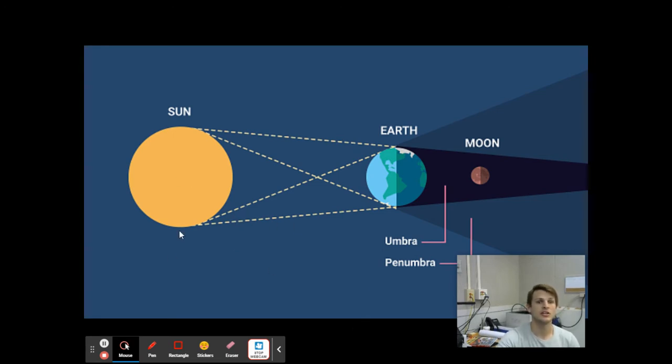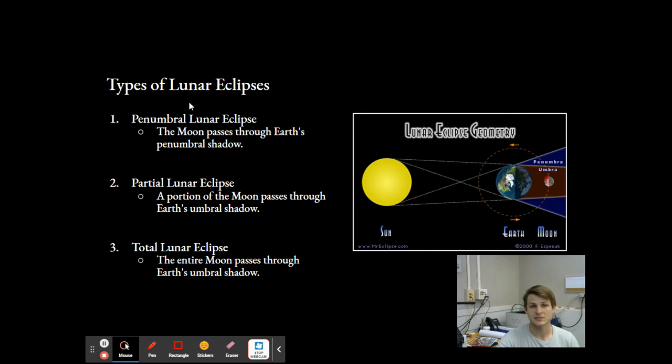But all you need to know is there are 3 different types of lunar eclipses. There's the penumbral lunar eclipse, the partial lunar eclipse, and then a total lunar eclipse. And they all have frequent percentages on how often they occur. They're all roughly a third of the time. But the only one that is really visible to us is a total lunar eclipse. And we'll talk about some of the lunar eclipse geometry and why these lunar eclipses occur.